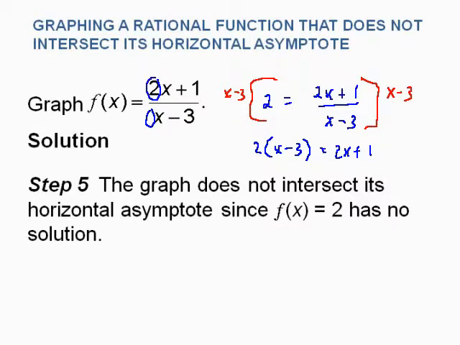Distribute. Notice the x's will cancel out, and you will be left with a false statement. So there is no solution when this happens, so the horizontal asymptote will not get crossed in this case.